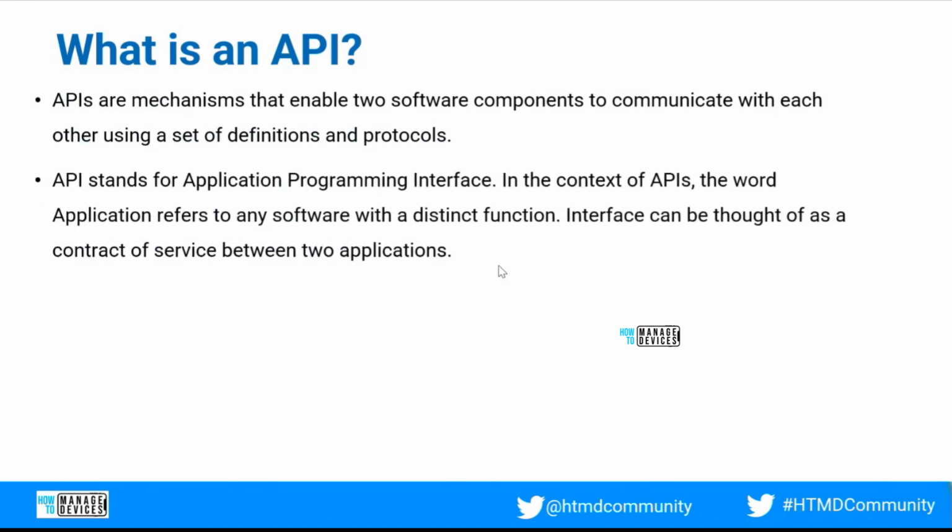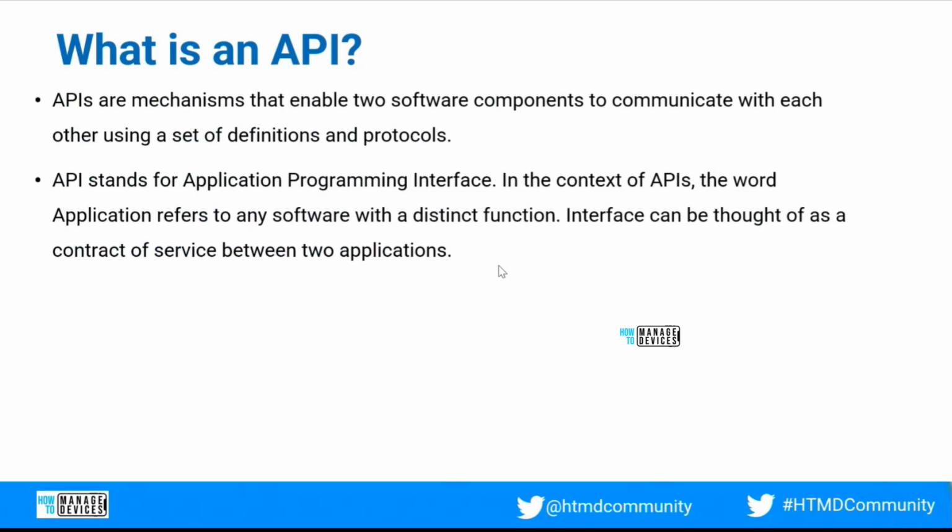API stands for application programming interface. In the context of API, the word application, the very first word, refers to any software with a distinct function. It can be any software, and the interface can be thought of as a contract of service between two applications. So probably you would get confused about what this explanation means. I will explain that in a moment.